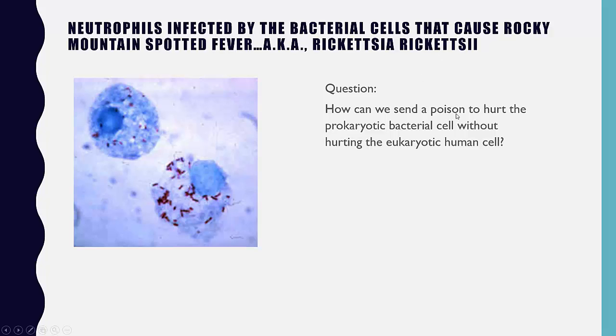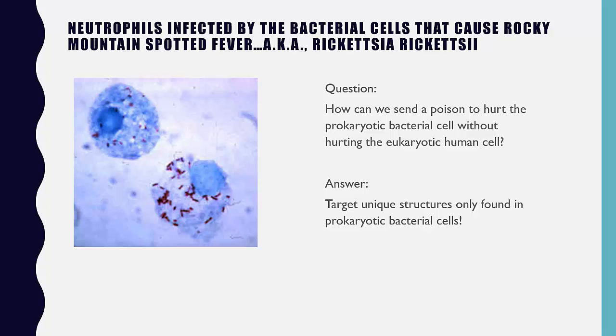So, how can we send a poison down to hurt prokaryotic bacterial cells without hurting the eukaryotic human cell? Well, that drug has to get in through our membrane, in through the bacterial cell membrane, and find something to latch onto that is bacterial and not human. It has to attach to a unique structure, target a unique structure.